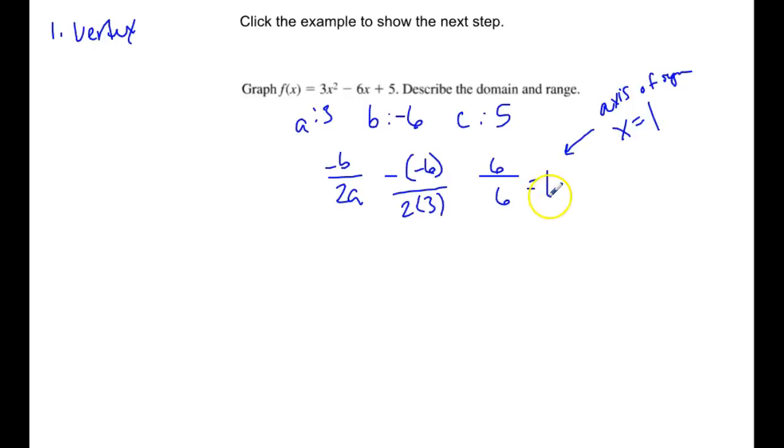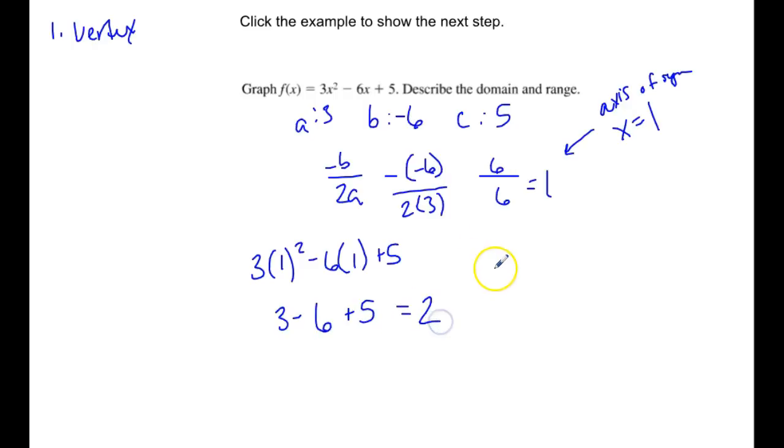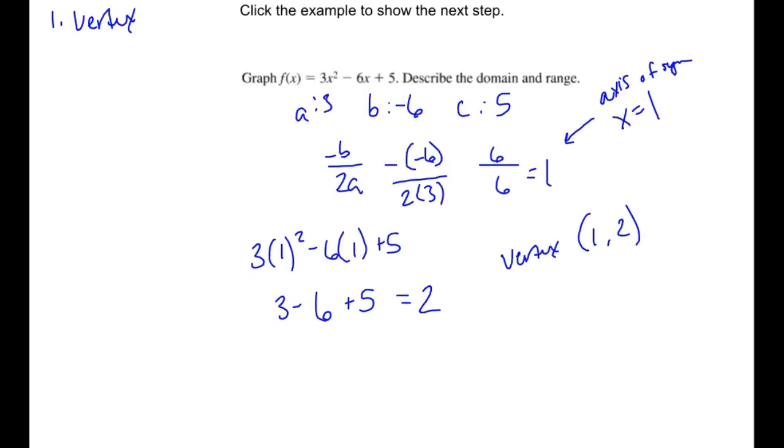Now to find the rest of my vertex, I plug this 1 into my original equation. So I've got 3 times 1 squared minus 6 times 1 plus 5. Well, I know that 1 squared is 1, times 3 is 3. 6 times 1 is 6, plus 5. 3 minus 6 is a negative 3, plus 5 gives me 2. So now I know my vertex is at the coordinates (1, 2). So now I found my vertex.